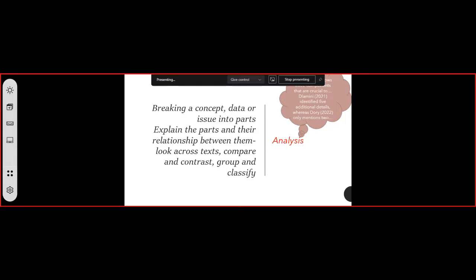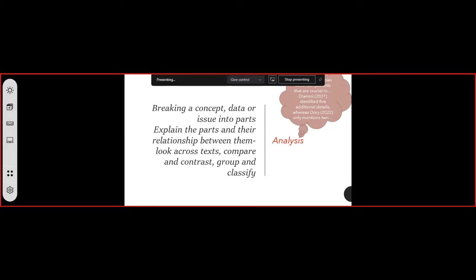So you've taken them apart. And now you need to explain to the reader what the relationship between them is, compare them, contrast them, maybe group them in your own way and classify them, or start looking at them from a thematic perspective. Now, often where we get stuck is when we do the synthesis.